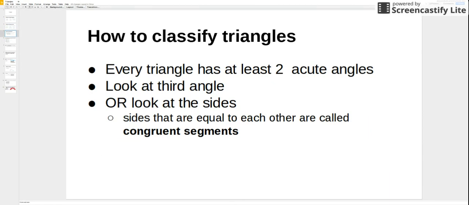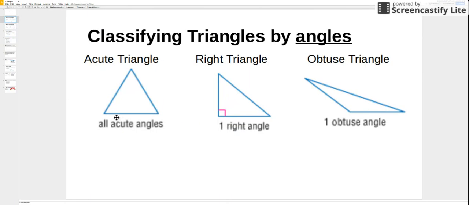So how to classify triangles. Every triangle has at least two acute angles. You want to look at the third angle. So if you notice, two acute angles and a third acute angle, this makes it an acute triangle. Two acute angles, your third is a right angle, so that makes it a right triangle. Two acute angles, your third is an obtuse angle, that makes it an obtuse triangle.